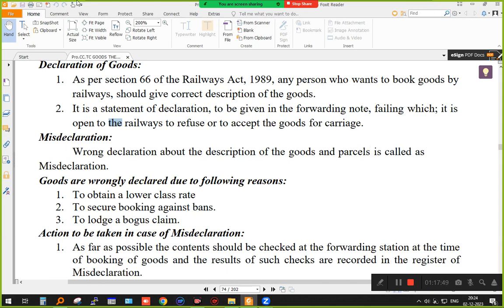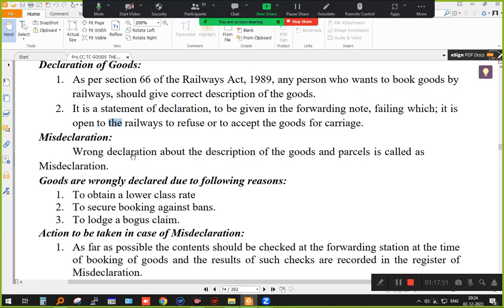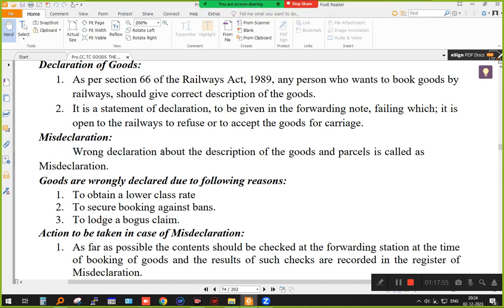Now let us see. What is misdeclaration? Wrong declaration about the description of the goods is called misdeclaration.